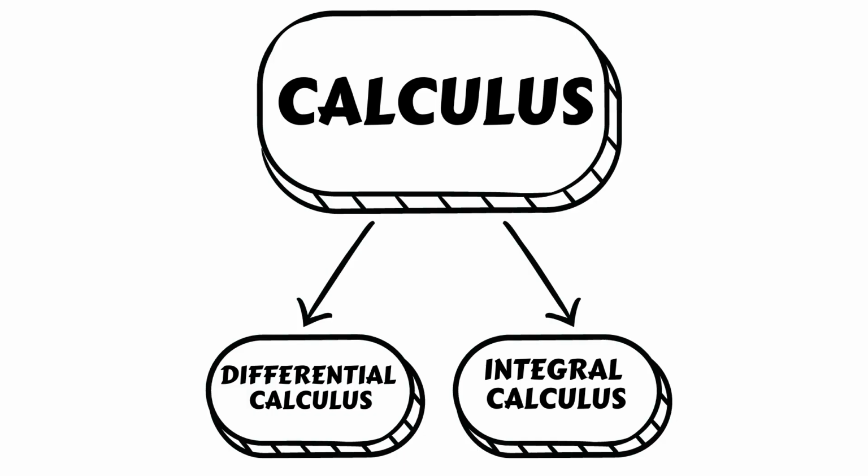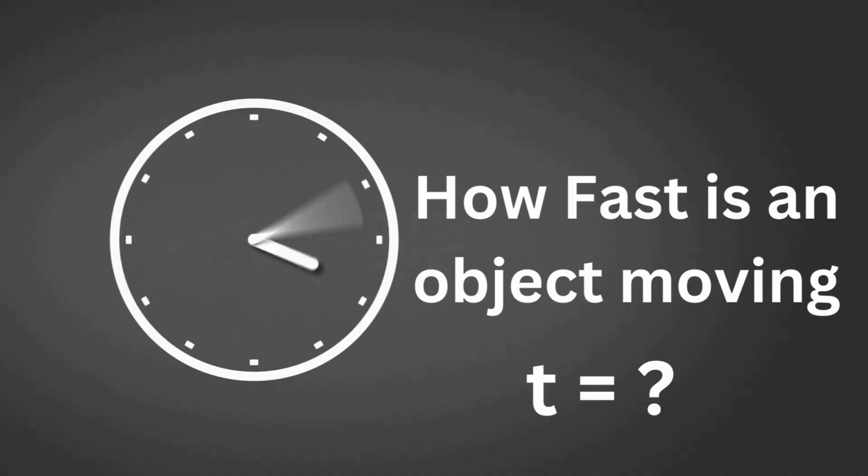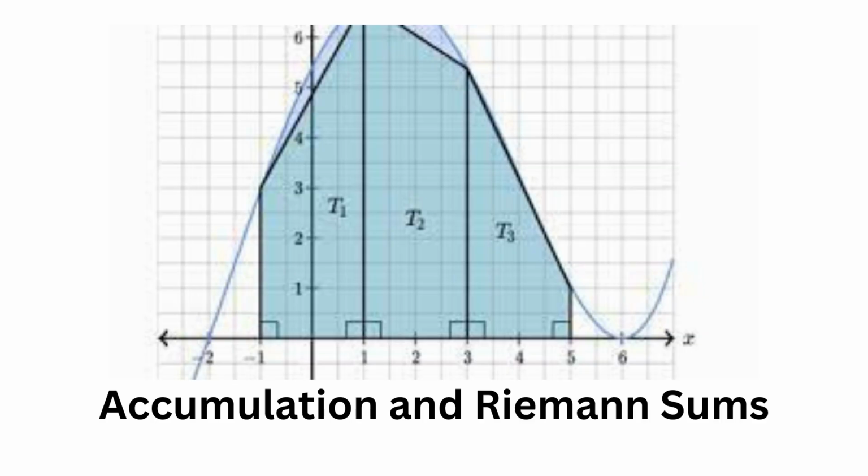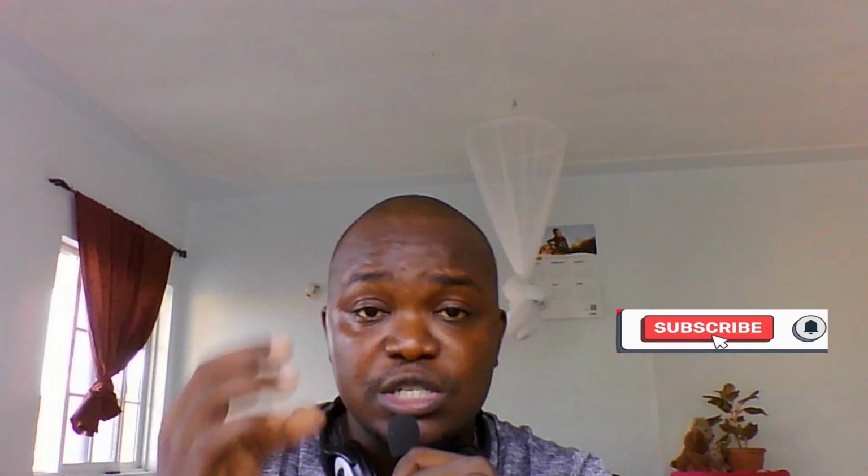Calculus is built on two pillars: differential calculus and integral calculus. Differential calculus focuses on rates of change and slopes of curves. It helps us answer questions like how fast an object is moving at a specific moment, or what is the rate at which a function is changing. On the other hand, integral calculus deals with accumulation and the concept of area. It helps us calculate areas, volumes, and solve problems involving accumulation or summation.